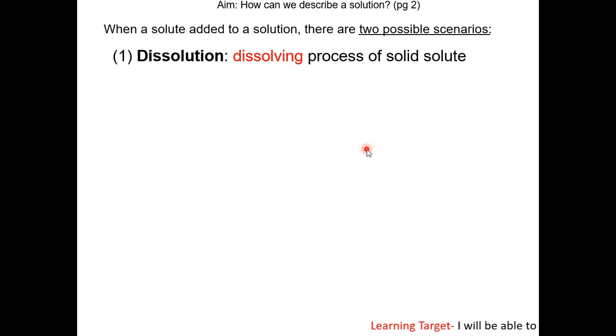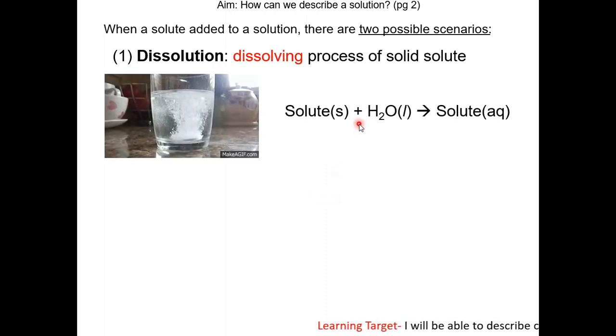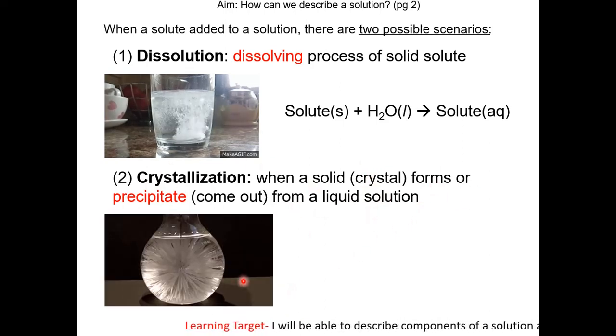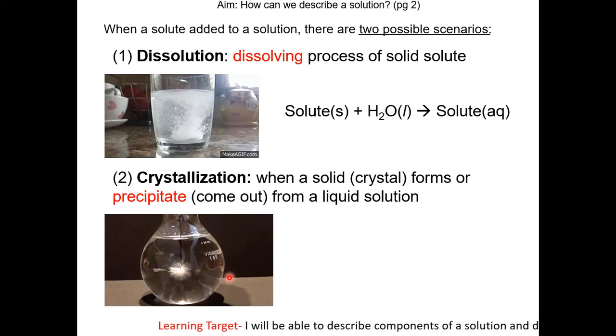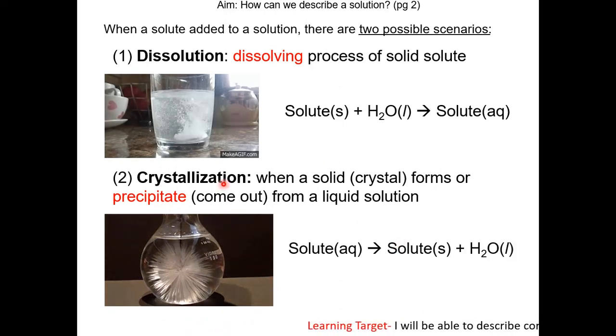When a solute is added to a solution, there are two possible scenarios. Either the solute is dissolved in the solution, as indicated from this GIF and from this equation, or crystallization occurs. Crystallization is when a solid crystal forms or precipitates from a liquid solution. Here's a GIF showing crystallization. The opposite of dissolving is precipitation and crystallization.